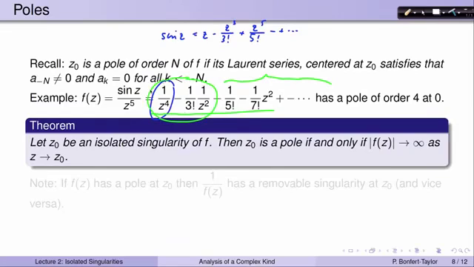The 1 over z squared can't make up for what the 1 over z to the 4th does. And so this function goes to infinity as z goes to z0. Again, this goes both ways. If you have a pole, the function goes to infinity, but also if the function goes to infinity as you approach z0, then you must be dealing with a pole.